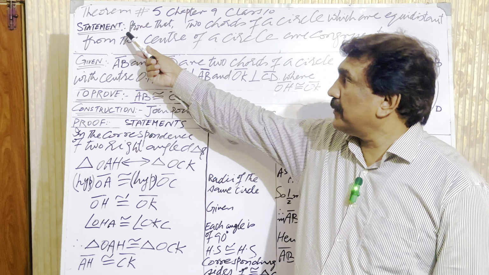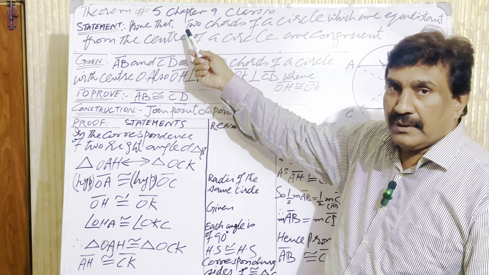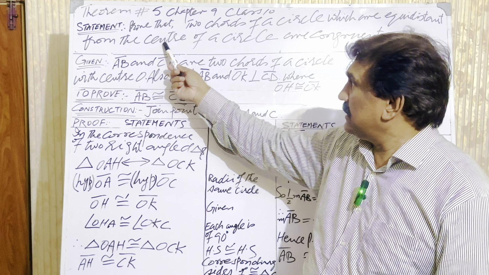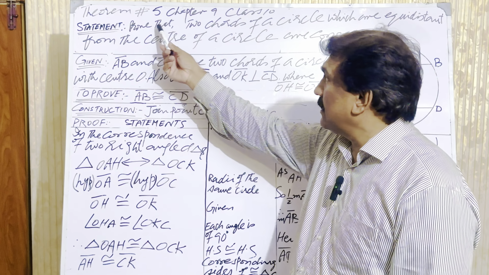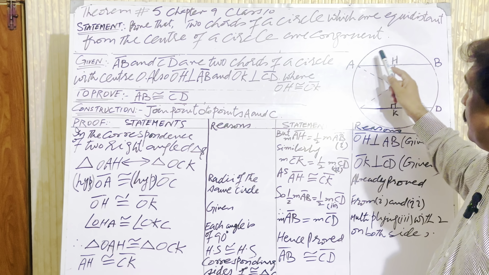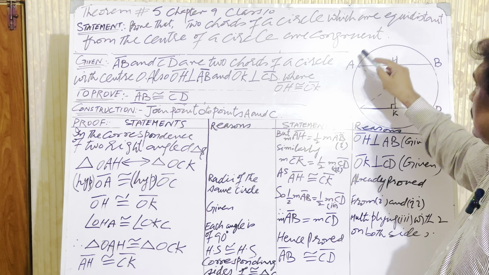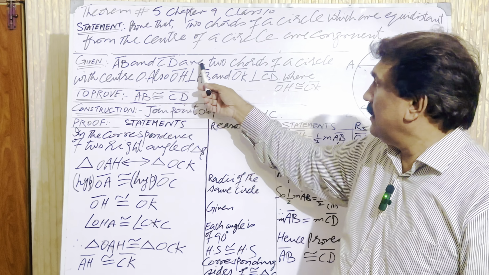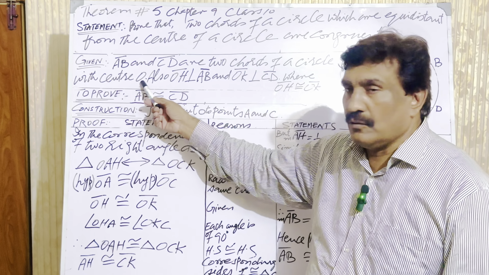Okay. So what is the statement in the board? It will be written: Prove that two chords of a circle which are equidistant from the center of a circle are congruent. What is the statement? Two chords of a circle. So we have AB and CD, two chords of a circle with center O. Look, AB and CD are two chords of a circle with center O.